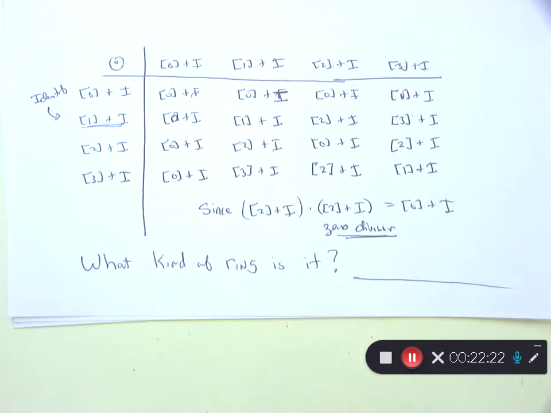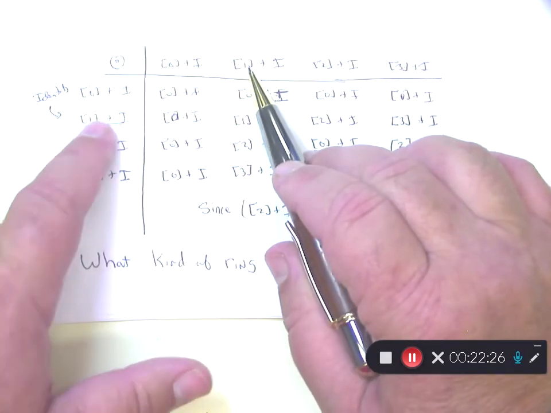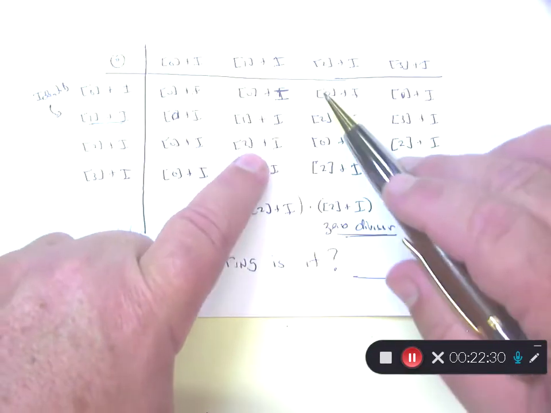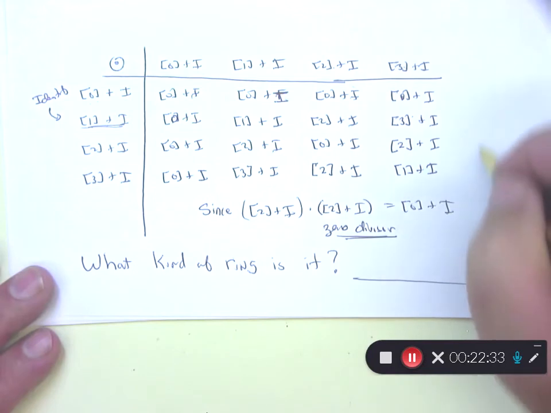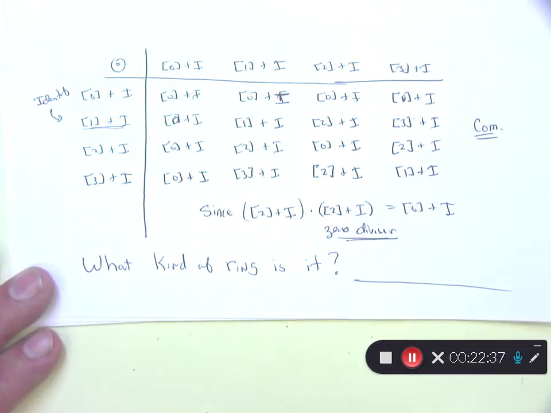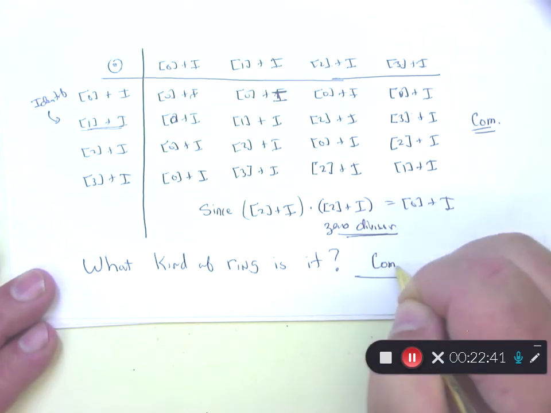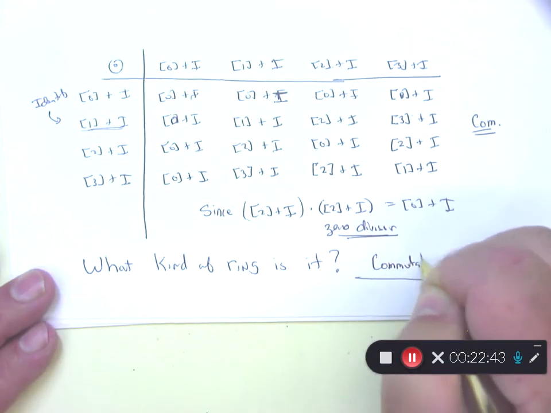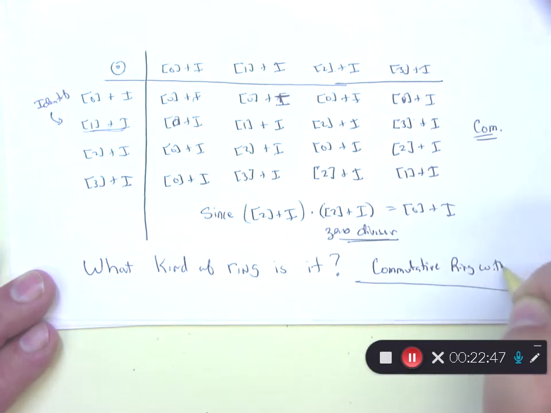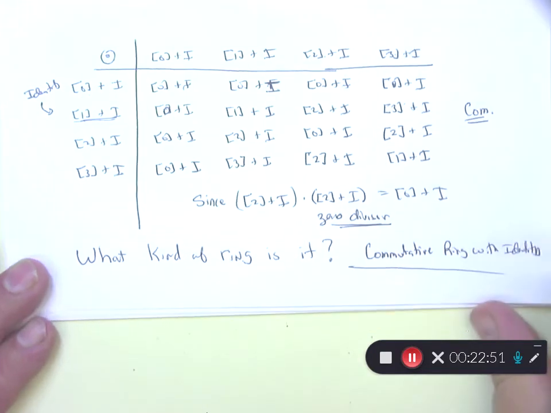But do the elements commute? Well, 2 plus I times 1 plus I is the same thing as 1 plus I times 2 plus I. Because of your little diagonal here, they do have that symmetry look to it. So it does commute. So we do have commutativity here. So it commutes, we got an identity. So what kind of ring is it? It is a commutative ring with identity.